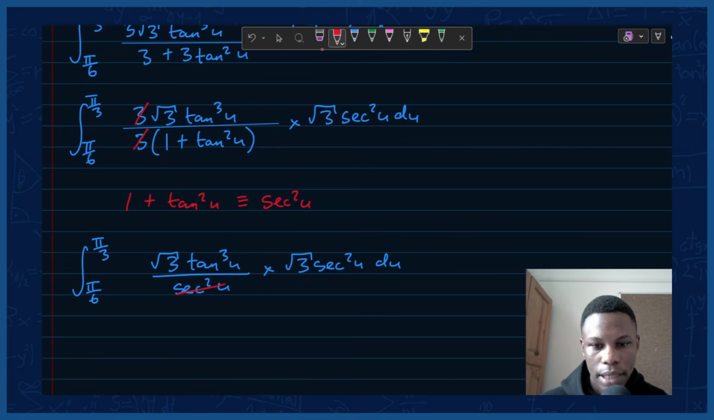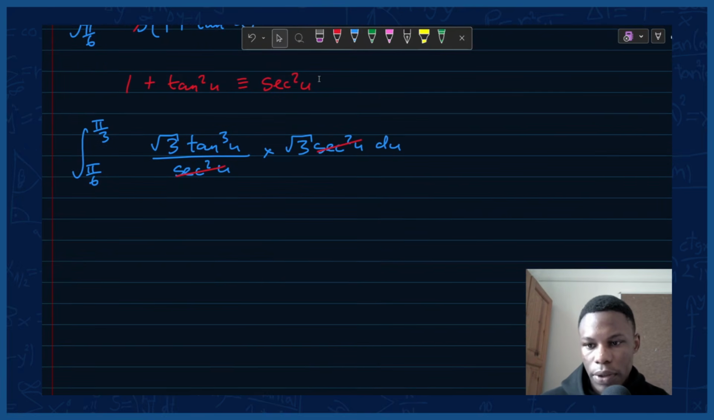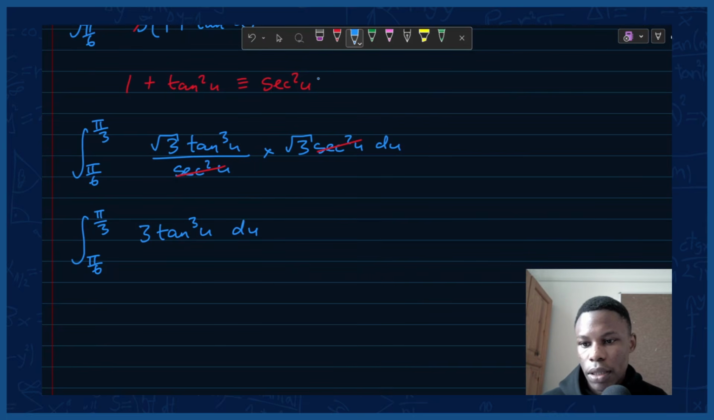So this cancels with that. So we now have the integral from pi over 6 to pi over 3, and then that's root 3 times root 3, which is just 3 tan cubed u du.